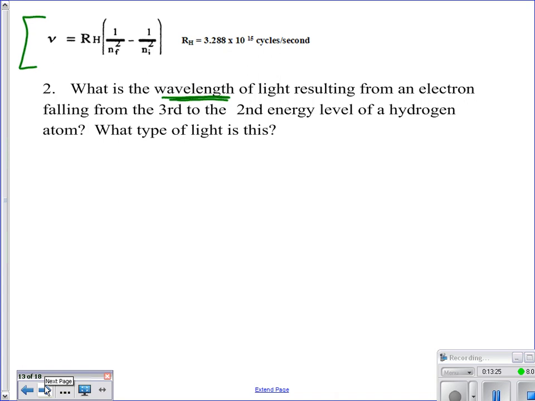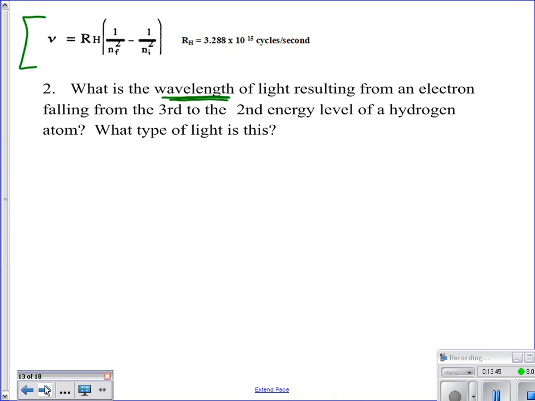Okay, so now moving on to number 2. We said that we're trying to figure out our wavelength, and wavelength is not part of that equation. And we know that the electron falls from the 3rd to the 2nd energy level of a hydrogen atom. We also want to know the type of light. So based on this information, what are we going to solve for first?